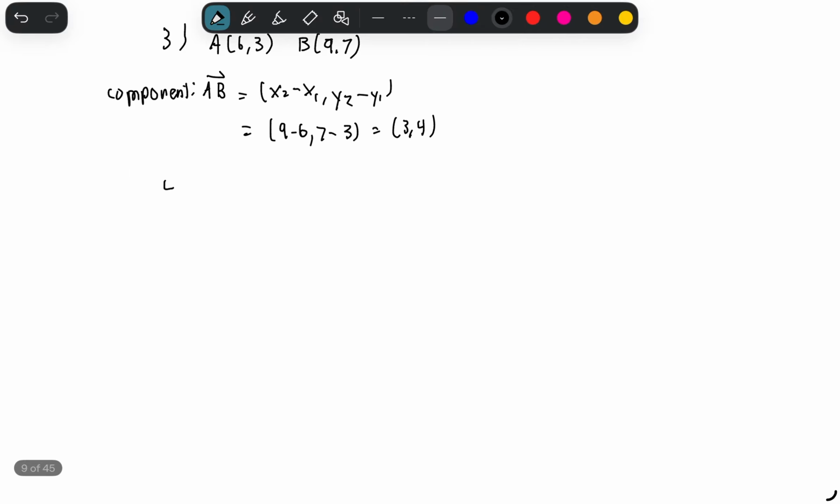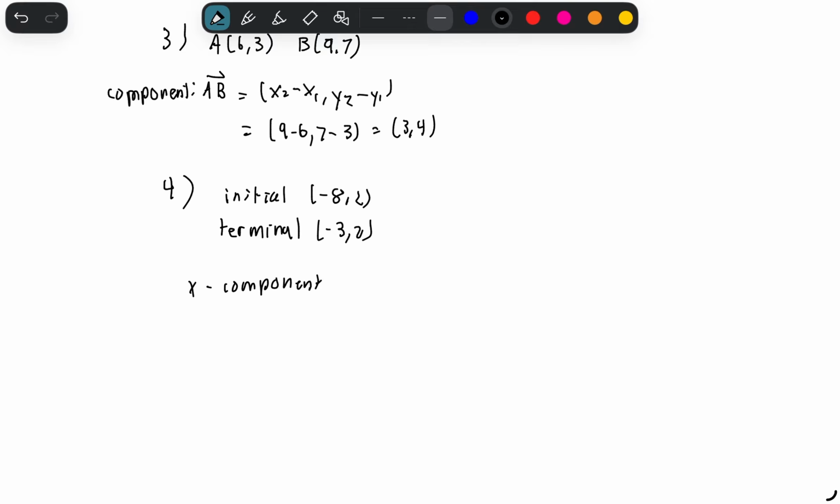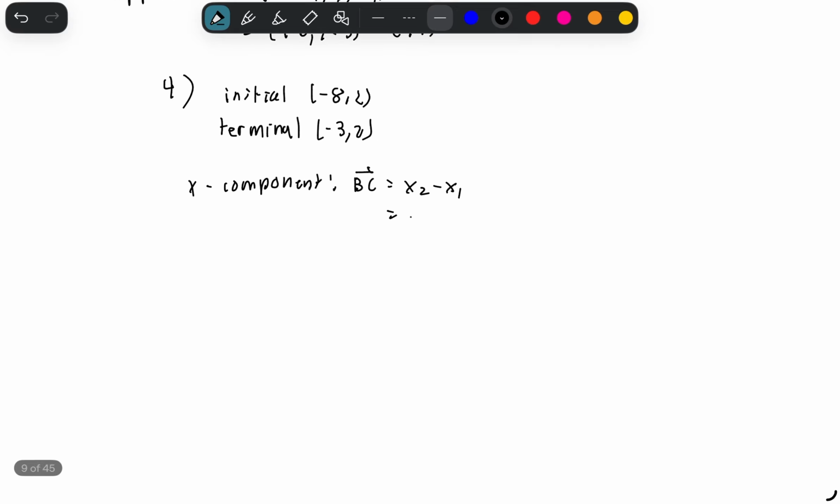Let's say that we have an initial point (negative 8, 2), and we have a terminal point (negative 3, 2). Let's find the x component of our vector BC. So that's x2 minus x1, which will be negative 3 minus negative 8. Negative 3 plus 8 is 5, so that would be 5.